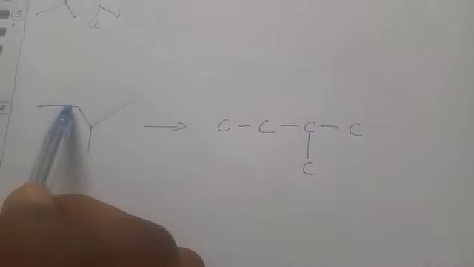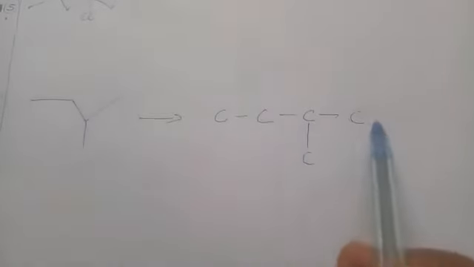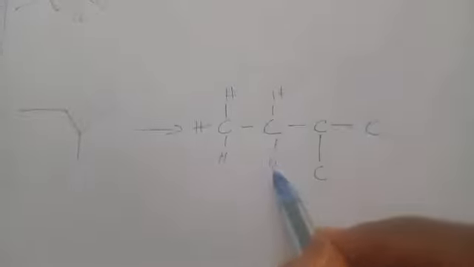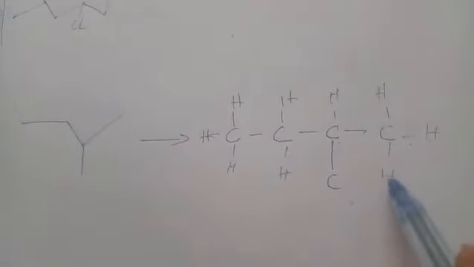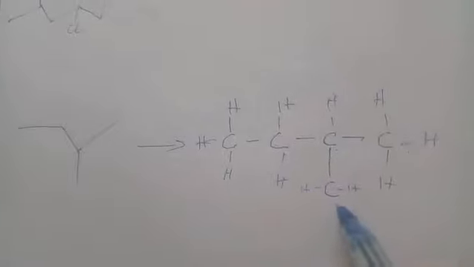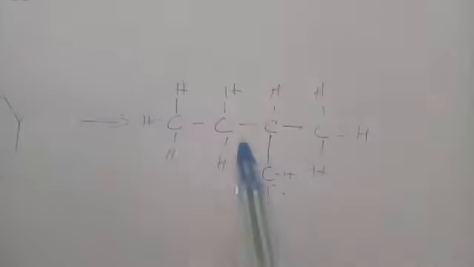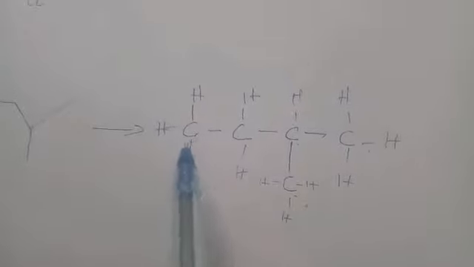So we have 1, 2, 3, 4, 5 carbons. Because we have single bonds, we can just fill in the hydrogens because it's an alkane. Okay, so we're going to use the same method. We're going to label. We're going to identify the longest carbon chain. I believe you know how to do that right now.